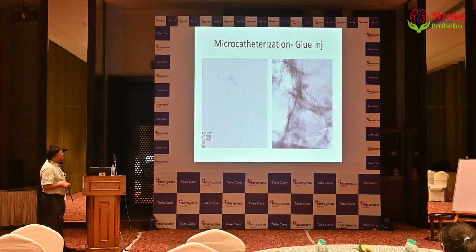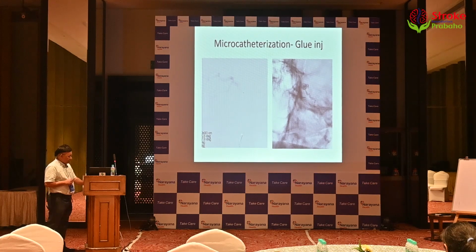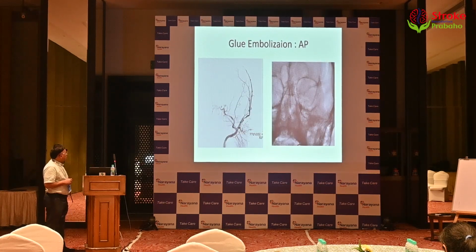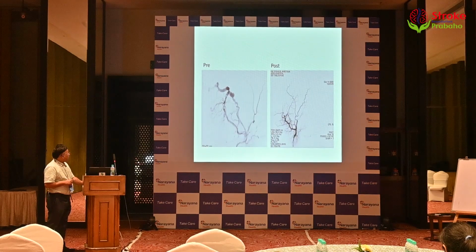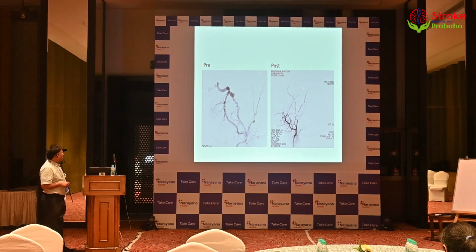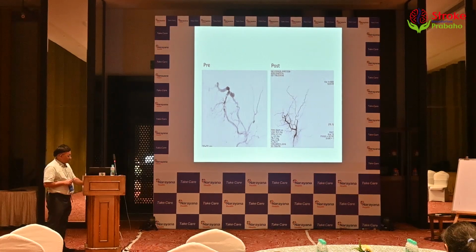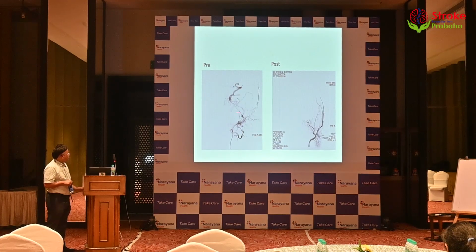So this is our guiding catheter. This is a microcatheter in the venous pouch. This is the superior ophthalmic vein, inferior ophthalmic vein, and this is the glue cast here in this pouch. Reflux in the middle meningeal artery. This is the AP view. This is the glue cast here, and you can see that the fistula is no more filling. So this is pre and post, the fistula completely subsided. Pre and post AP view, the fistula is no more visible.